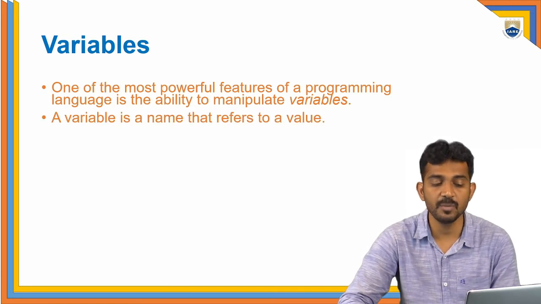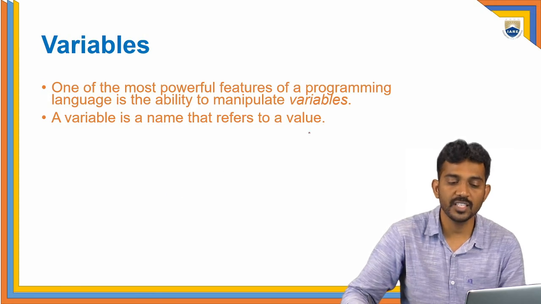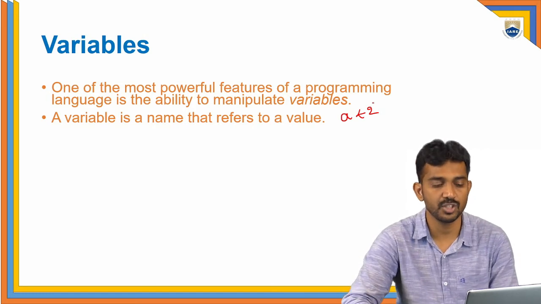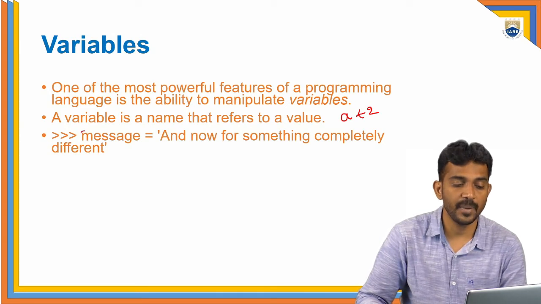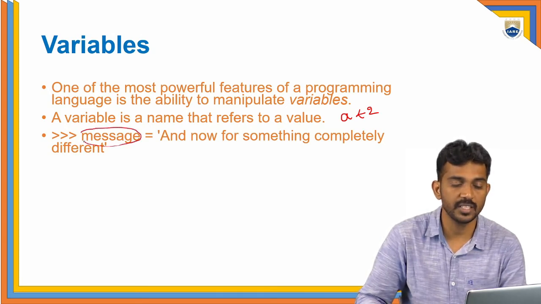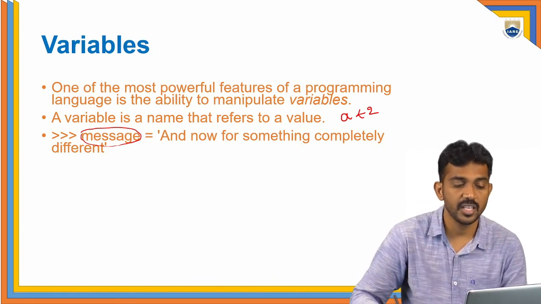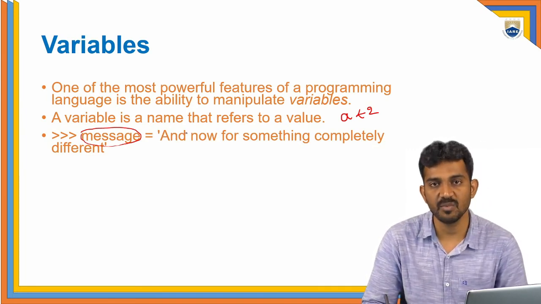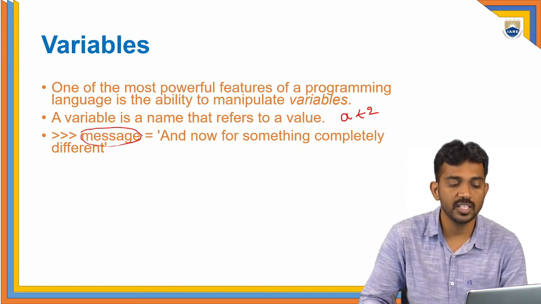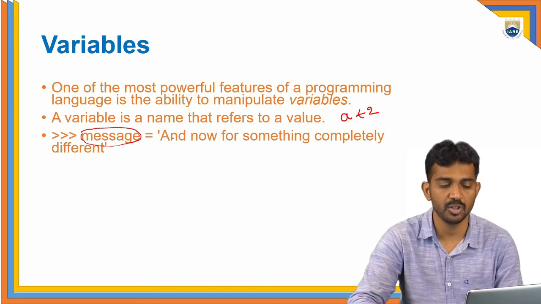A variable name refers to a value. For example, A is a variable name that refers to one value. Message is a variable, also called an identifier. Message is a variable and this is the value. The value may be either a character type or an integer type. The variable name is pointing to the value.